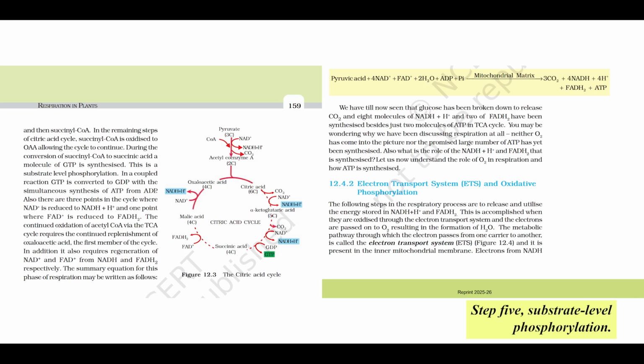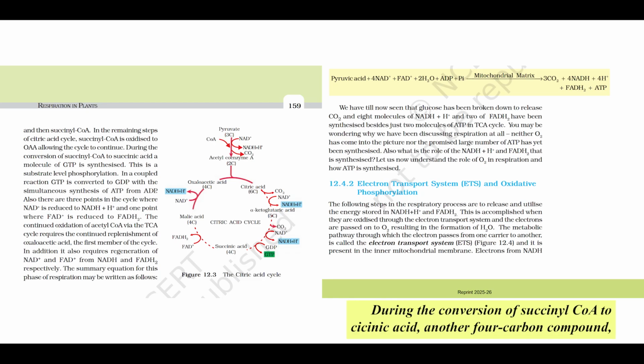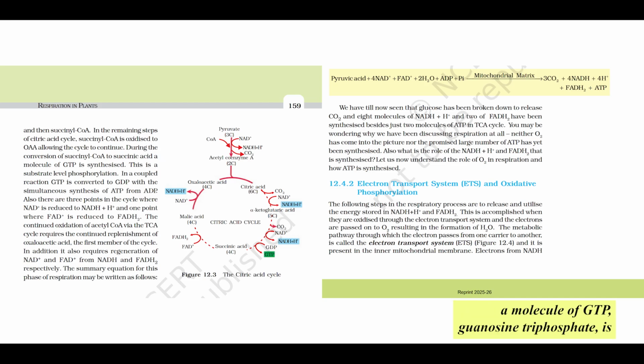Step 5, substrate-level phosphorylation. This is a direct energy-yielding step within the Krebs cycle. During the conversion of succinyl-CoA to succinic acid, another 4-carbon compound, a molecule of GTP, guanosine triphosphate, is synthesized directly from GDP and inorganic phosphate. This is a crucial example of substrate-level phosphorylation within the Krebs cycle, similar to what we saw in glycolysis.